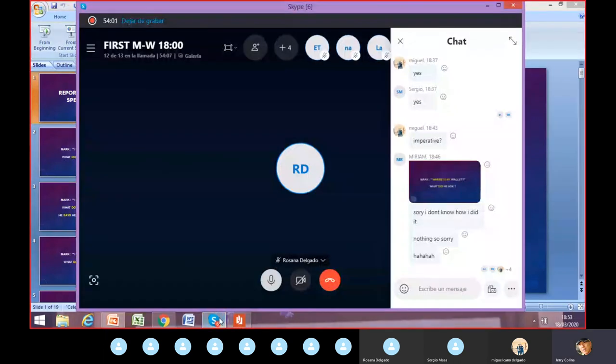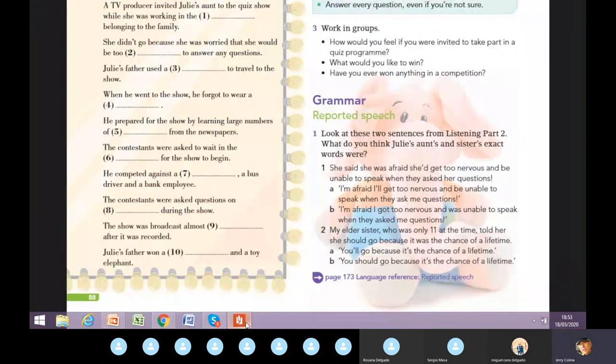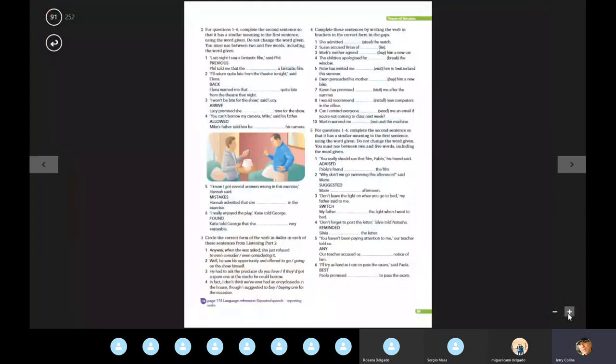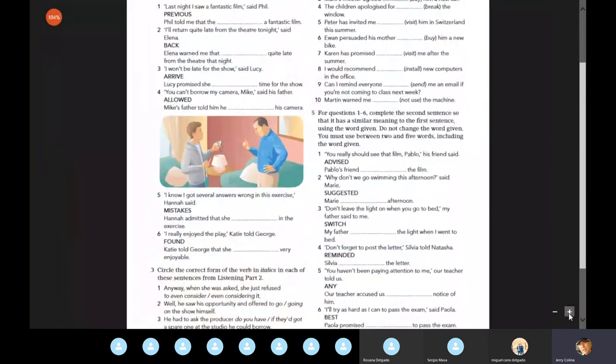I want you to go in the student's book. Let's go to page number 89. This page that you can see on the screen, because we are going to do exercise number 2.